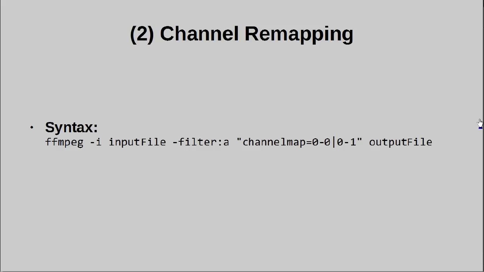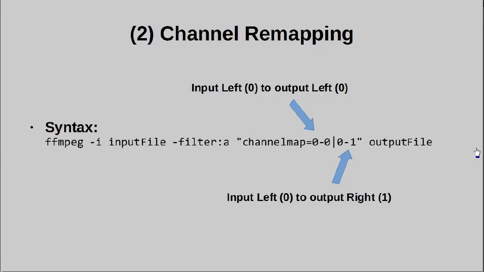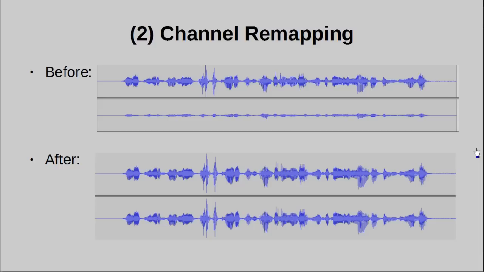Next, channel remapping. Sometimes we accidentally record with a mono mic into a stereo track, causing the sound to only go to the left channel. We can easily fix this by mapping the audio from the left input channel to both the output channels. That's what this command call means. The left channel is 0 and the right channel is 1. So what we're doing here is mapping the input left channel to the output left channel, and then the input left channel to the output right channel, thus creating an audio track that has sound on both sides.